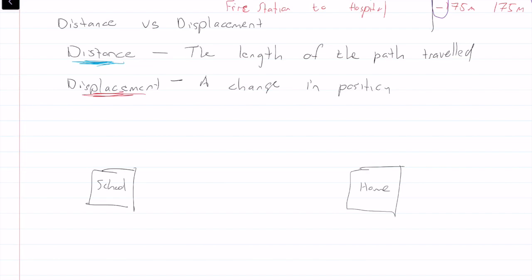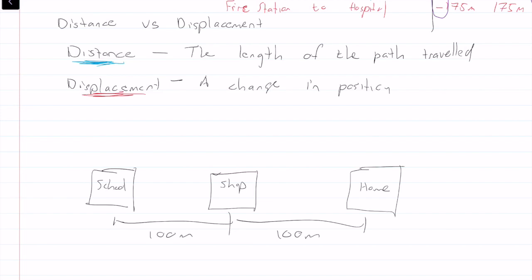Okay, but on your way home there is a shop. So this is the path that you take. Let's say this is 100 meters and this is another 100 meters. So on your way home, this is what you look like. So you have yourself going home.